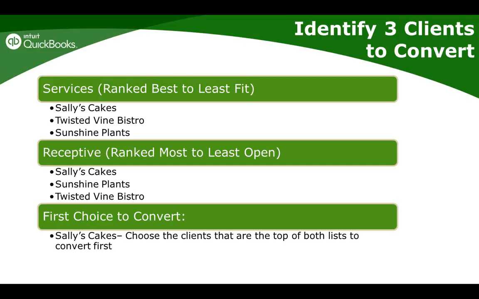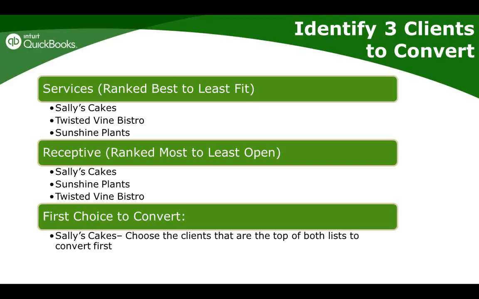Sally's Cakes: she makes, decorates, and sells cakes. She doesn't really have inventory. All of her purchases are just perishable supplies. She's just decorating cakes. It's pretty simple, money in, money out. Next we have Twisted Vine Bistro. This is a restaurant. Here we've got daily sales summaries, we've got tips, we've got more complex payroll. So that's a little more complicated.